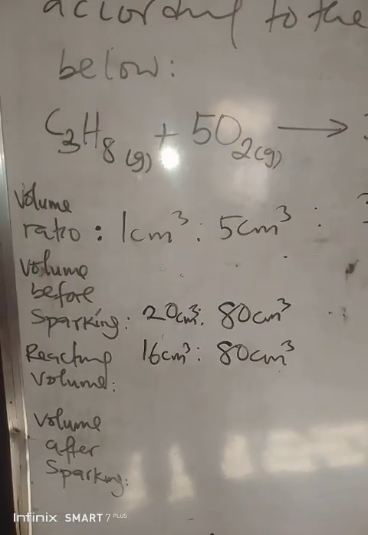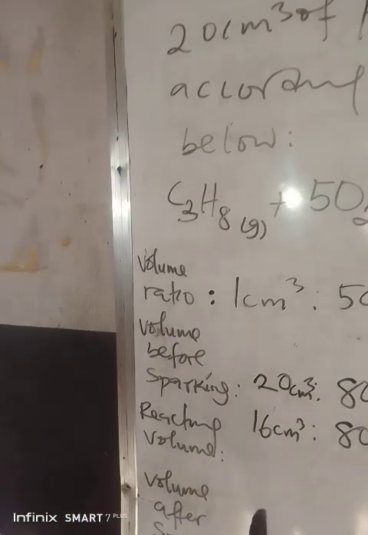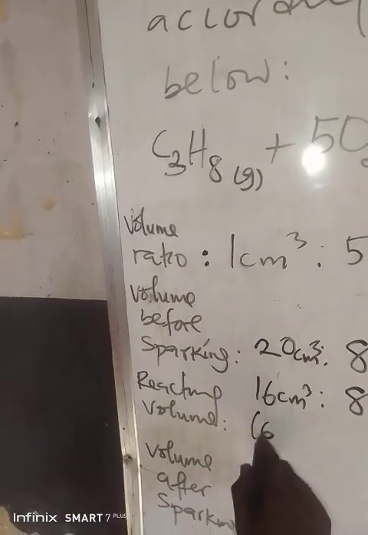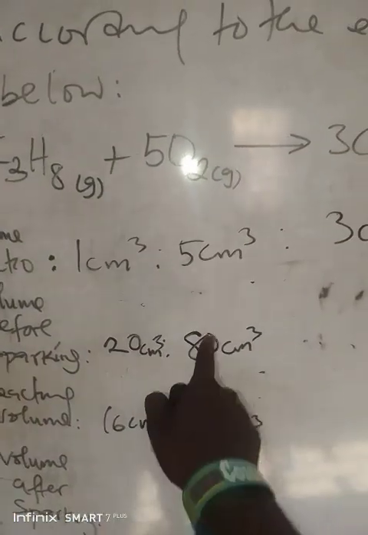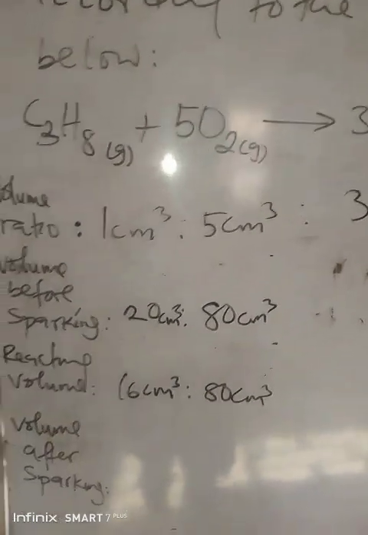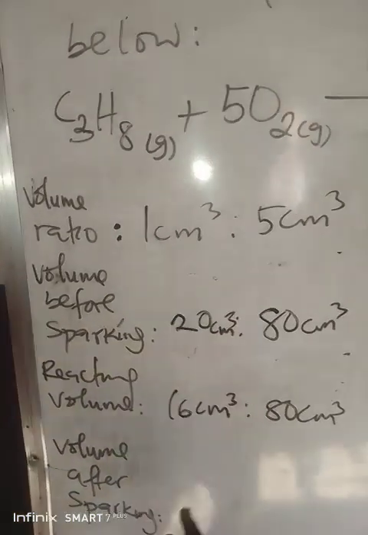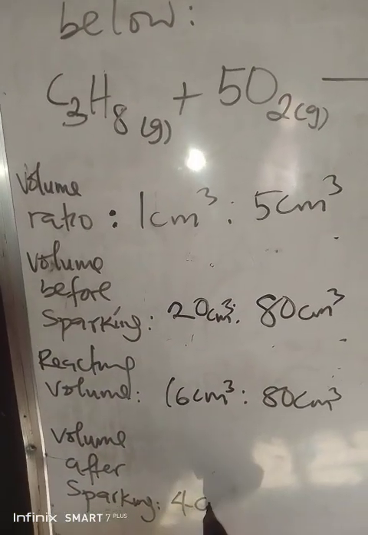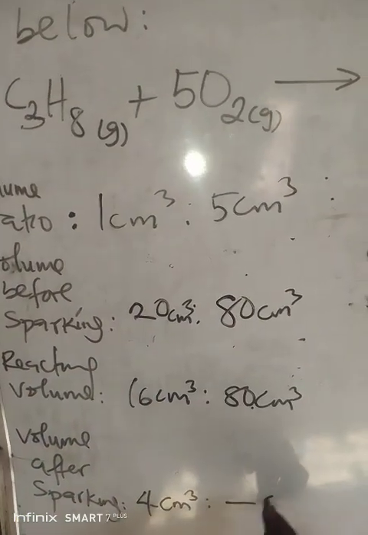So if I have done that, then this is now my reacting volume, which is 16 cm³ ratio 80 cm³. Out of the 20, 16 is reacting. Out of the 80, all 80 is reacting. Then what is the volume after sparking? After sparking has taken place, I remove this 16 from the 20. The answer is 4 cm³. Ratio, 80 from 80 is dash.